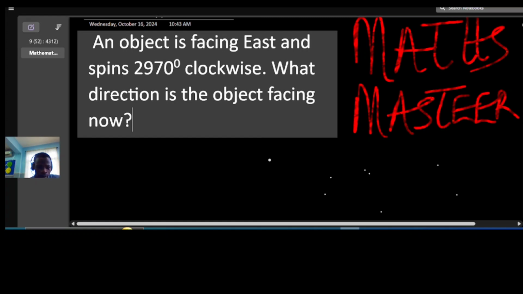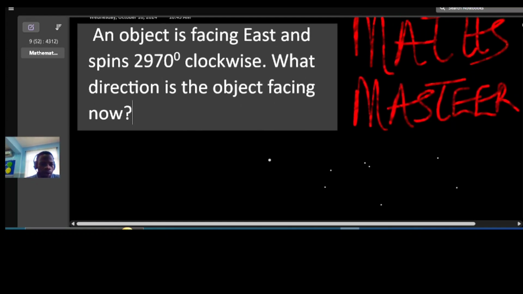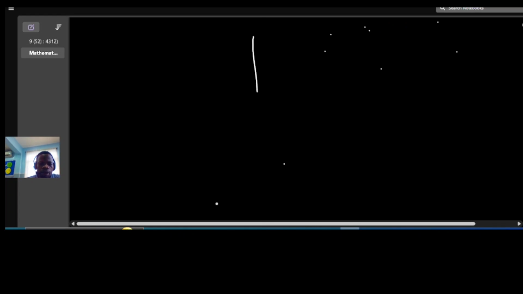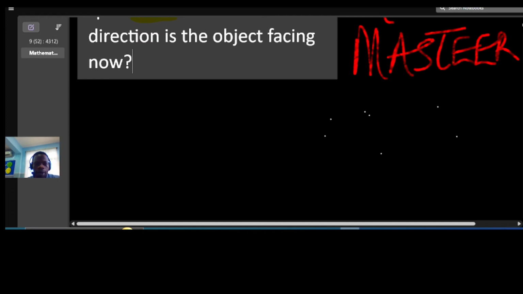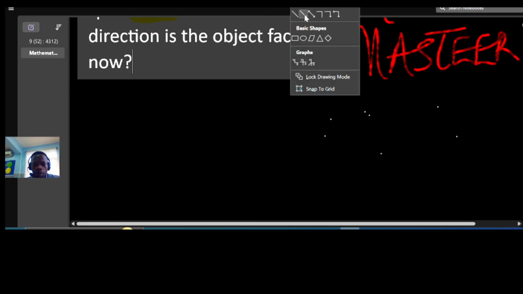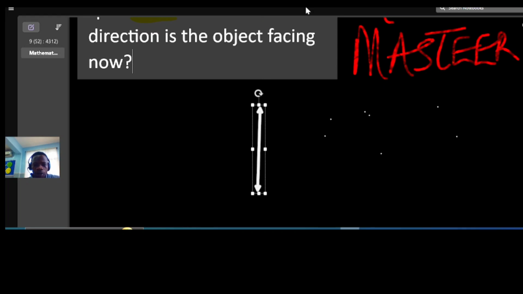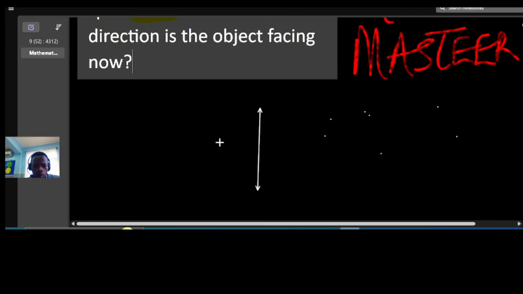So how do we get this done? Let's get to this. We want to know where 2,970 degrees will leave the object. So let's get to it. The question already tells us what to do, so let me quickly make this snappy. I'll just do two of these, then we are good to go.